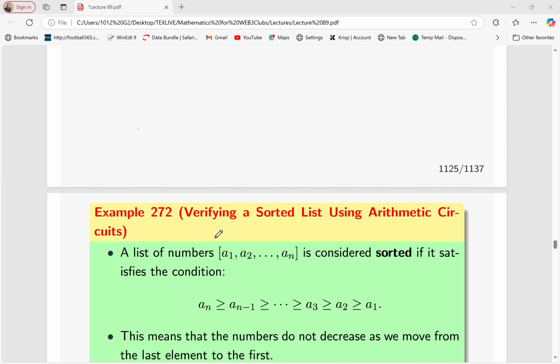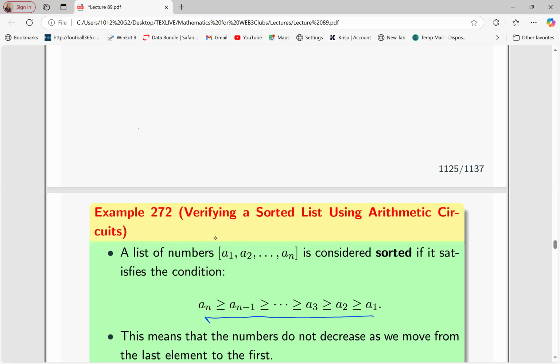So the list is arranged in some order. In ascending, you can see like my list here. I've arranged it in ascending this way. So you can see that A2 is greater than or equal to A1. A3 is greater than or equal to A2, and so on. So they're increasing in this direction. So my list here is sorted.